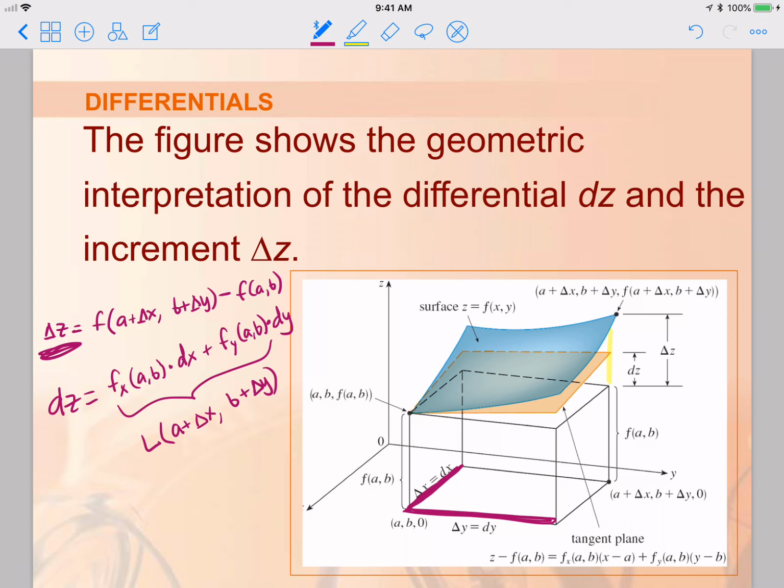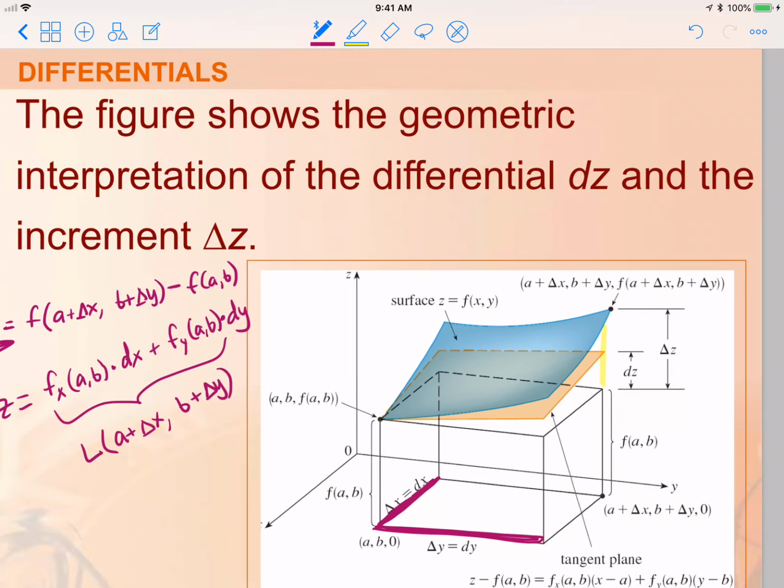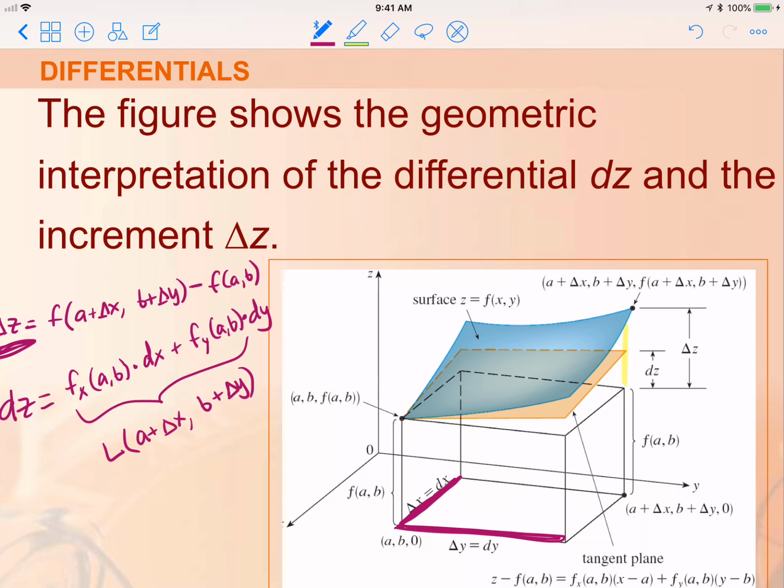Yes, this ends up being that linearization, okay? So that dz is represented in the graph by the difference between your linearization, sorry, minus the actual value f of ab. So that's what this is.